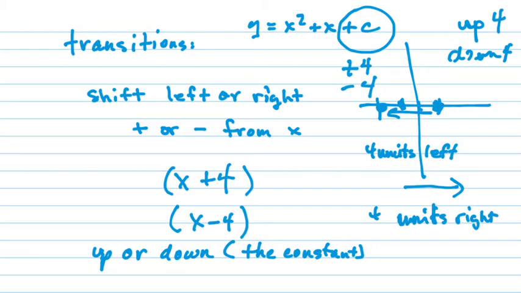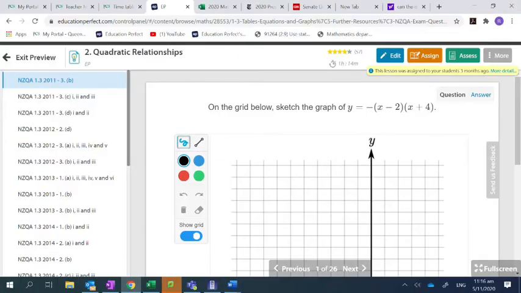No, that's just the constant at the end. Right. Okay? All right. So let's just look at a couple of these and go through some questions, and we'll talk about processes as we go. But these are the big ideas that you need to make sure you remember. Those transitions, those shifts up or down or right or left, and the fact that they're quadratics. Okay? So let's go to some of the problems.